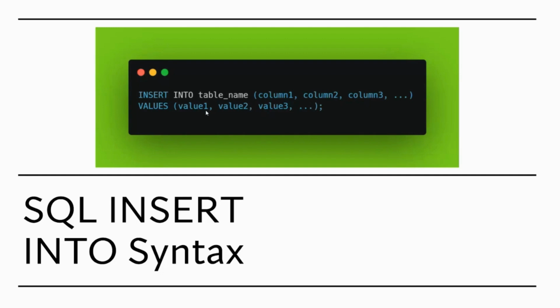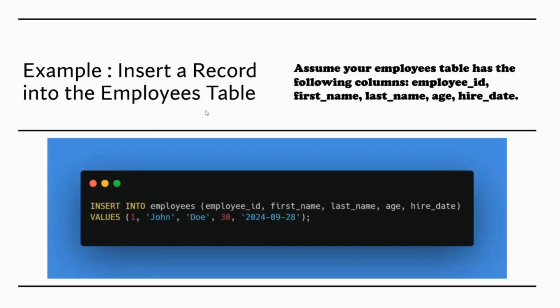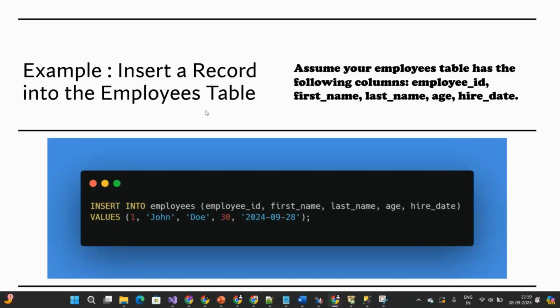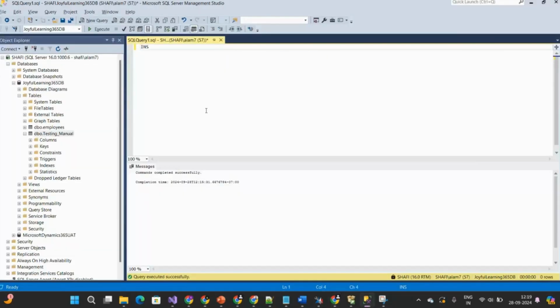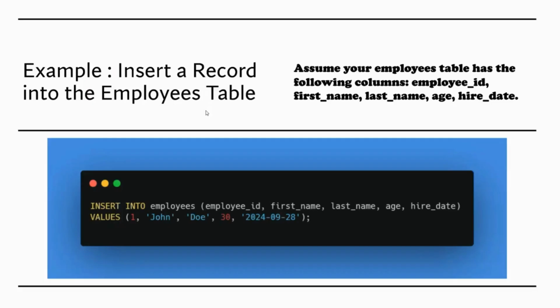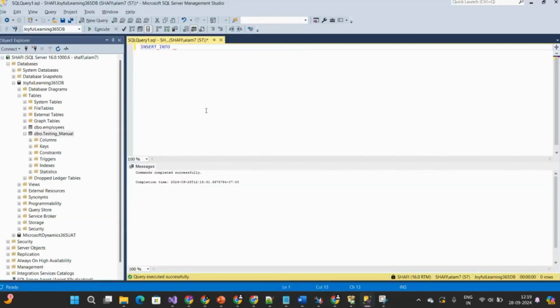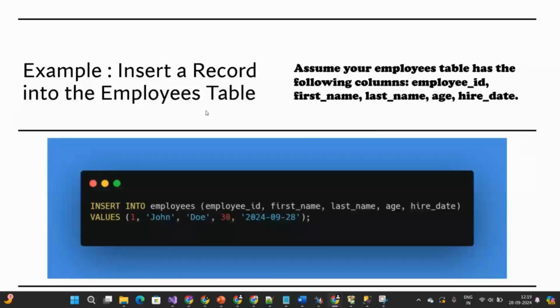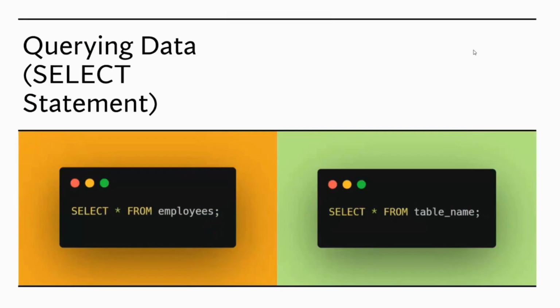The table has the following columns: employee ID, first name, last name, age, hire date, all those things we have created. Now I will try to insert data into this one. Let me add this syntax here: insert into employees. Then check whether the record has been created successfully or not. So this is the syntax.